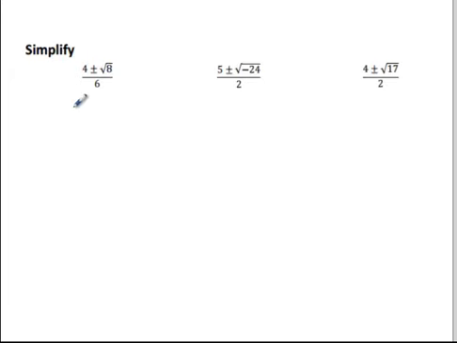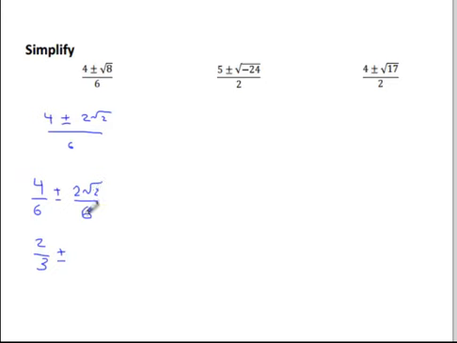Square root of 8 is 2 radical 2. That's one you've seen a couple times now. And the 6 divides both that 4 and that 2, so I'm going to write it in another step where I give each of those terms that 6 as the divisor. So 4 sixths simplifies to 2/3, keeping that plus or minus the whole time. This 2 sixths simplifies to 1/3.